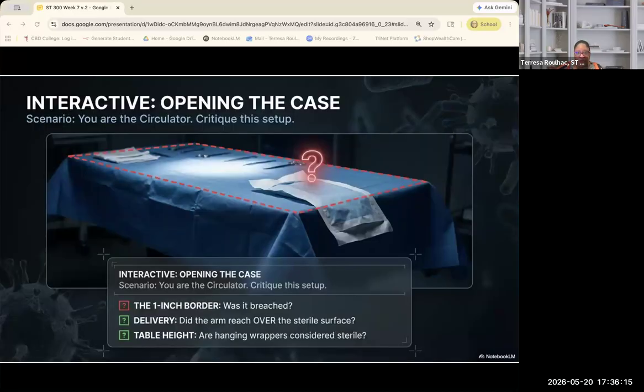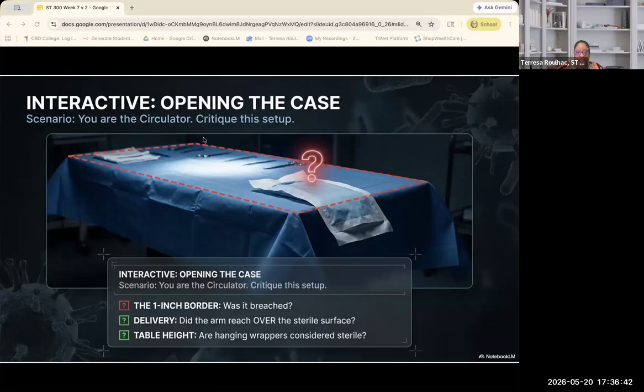All right. Now, we're opening our case. You are no longer the scrub. We are the circulator, okay? We have to protect sterility without being sterile. And this is very important because there are times where, let's say you are a runner and you're not the scrub person, but you're helping, okay?